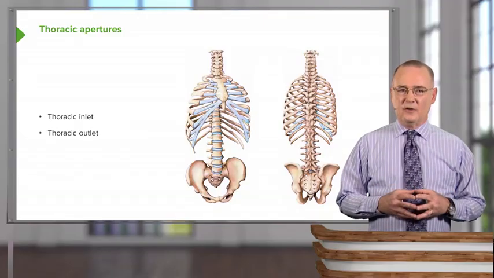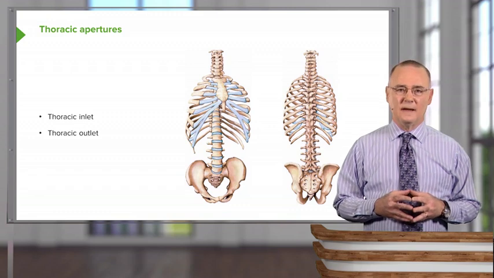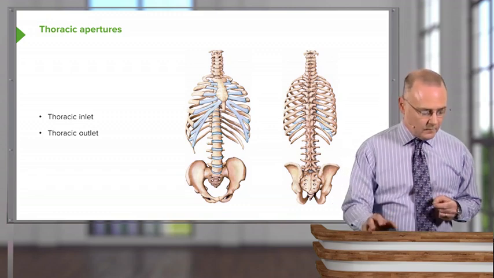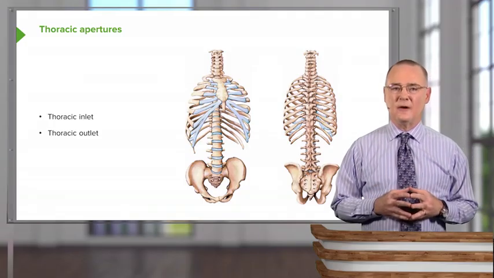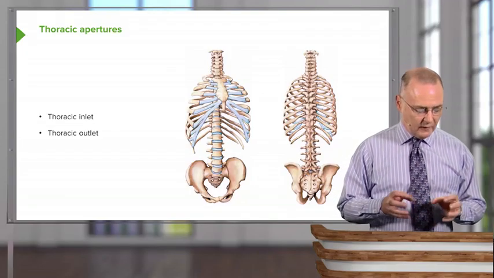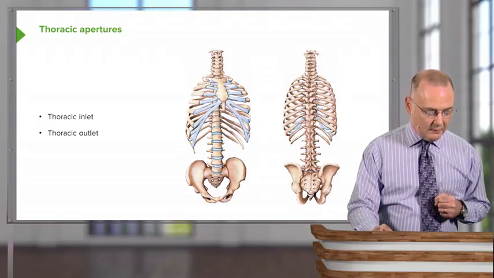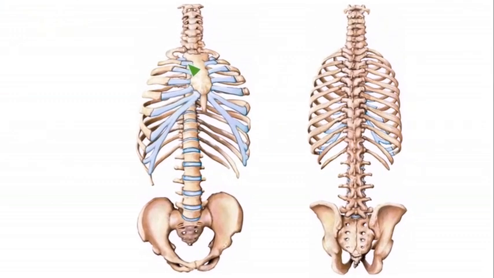Based on the architecture of the osteology, there are two apertures in the thoracic wall. The superior thoracic aperture is shown here. This is termed the thoracic inlet. It is the smallest of the two in diameter, so it's very restricted, but it will allow the passage of structures between the neck and the thoracic cavity, such as the esophagus, for example, or some of your blood vessels, such as the common carotid arteries. They're going to have a vertical course through this thoracic inlet.